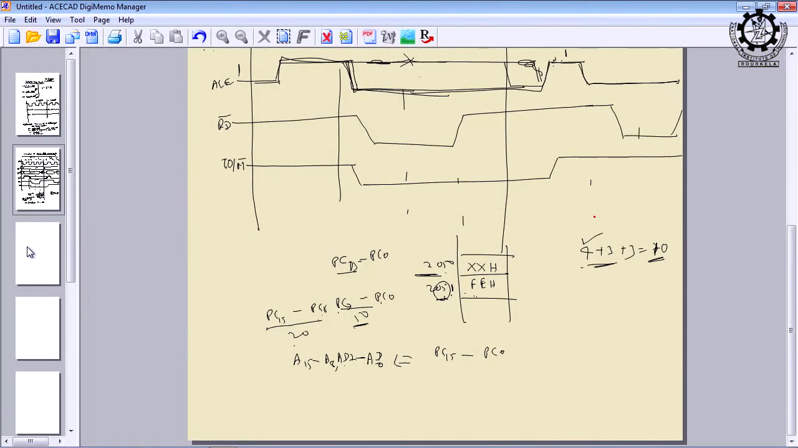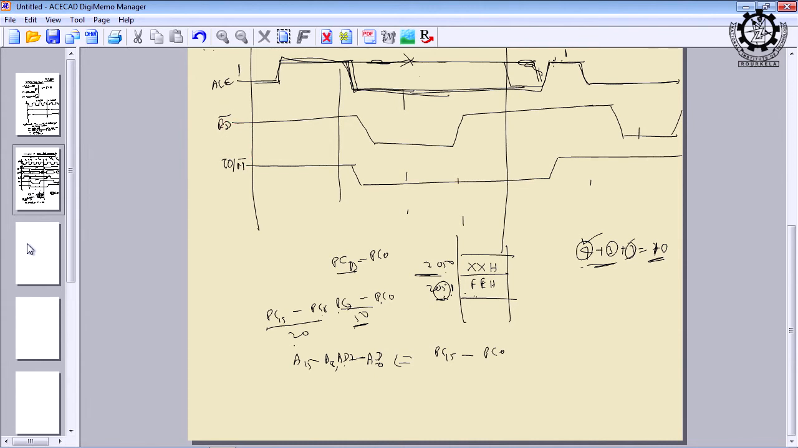For the first byte it will take 4 and subsequent bytes will take 3, and we have a maximum of 3 bytes in an instruction, not more than that. In 8085 we have a minimum of 1 byte and a maximum of 3 bytes. So for the first byte it will take 4 and each subsequent byte will take 3 clock periods. Is it clear?